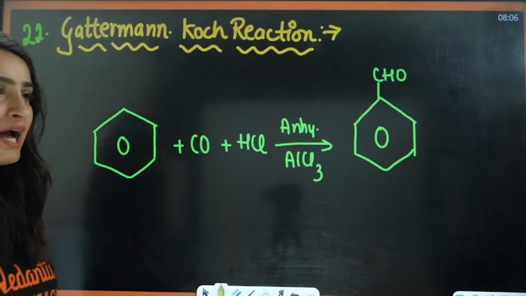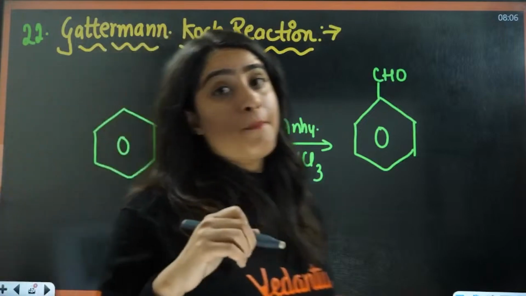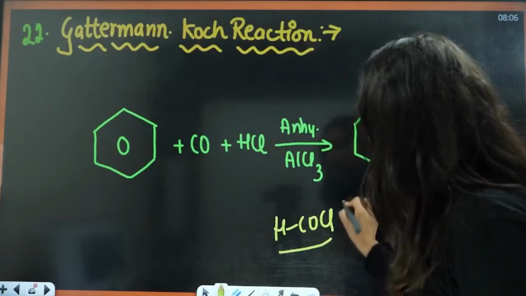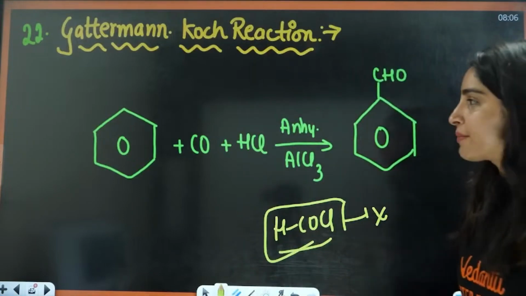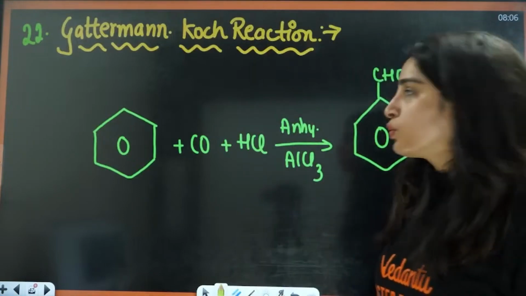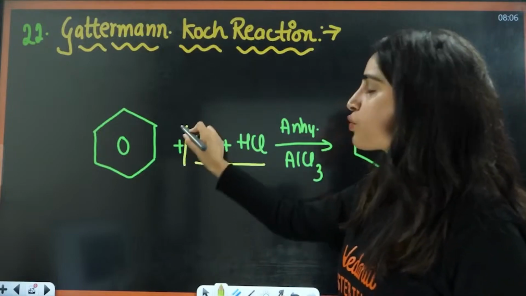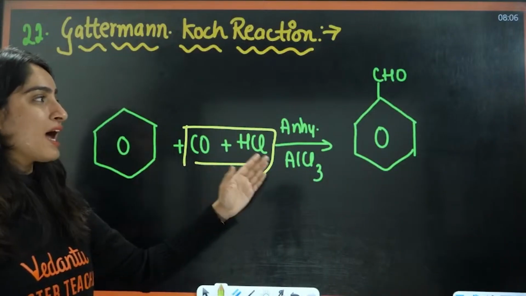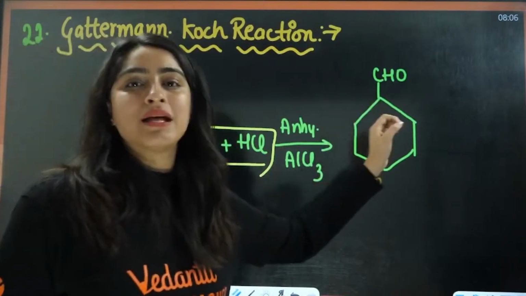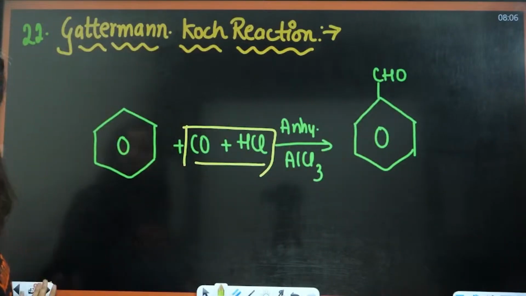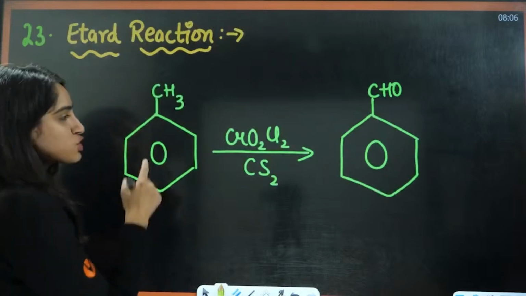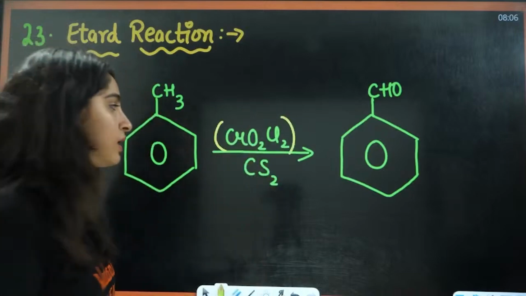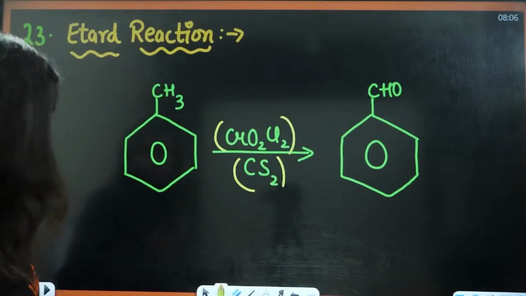Next is Gattermann-Koch reaction. As I already told you, formyl chloride, that is HCOCl, is not stable. That is why we use carbon monoxide and HCl, which is going to give us formyl chloride immediately. That is going to be consumed in this reaction, right? And we will have the formation of benzaldehyde from benzene. Next is Etard reaction, that is toluene to benzaldehyde. Here we are using chromyl chloride, that is red in color, in presence of inorganic solvents, right?